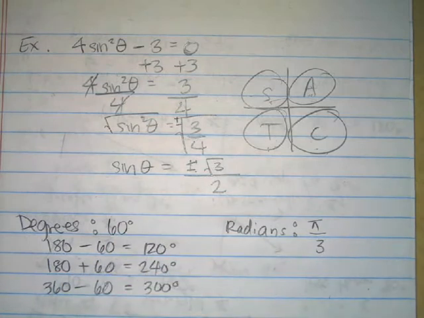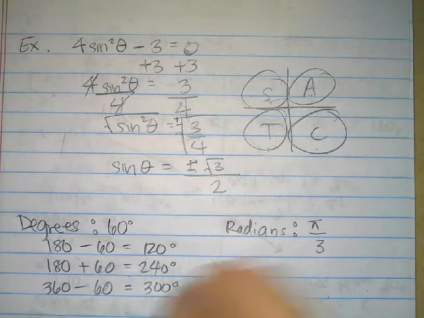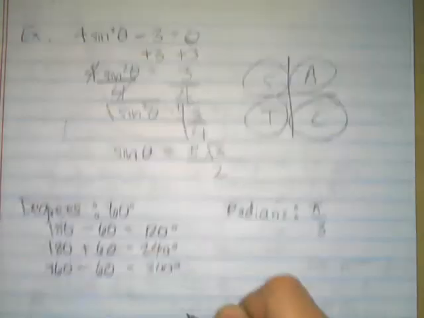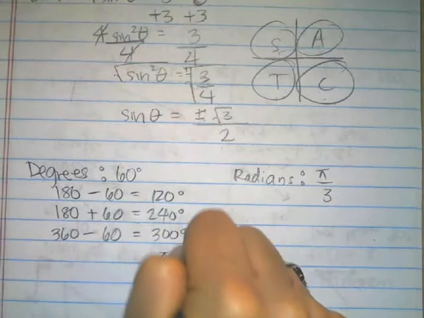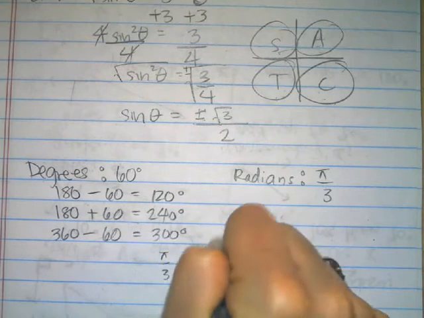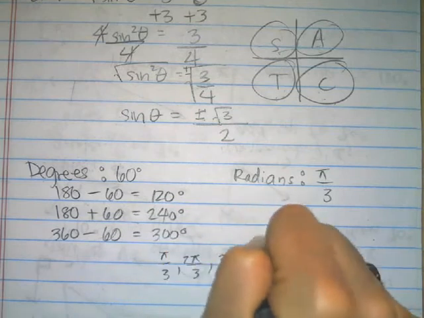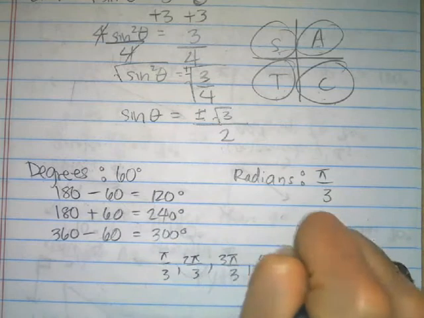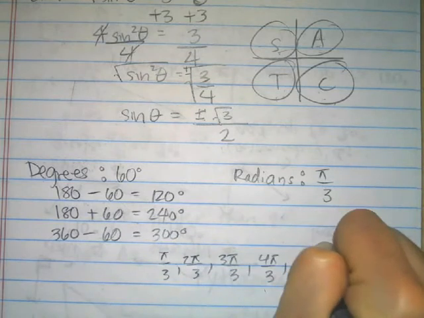And for these, I just list them out. So, pi over 3, 2 pi over 3, when do I stop? When you get to 2 pi. Which is? 6 pi over 3. Good.